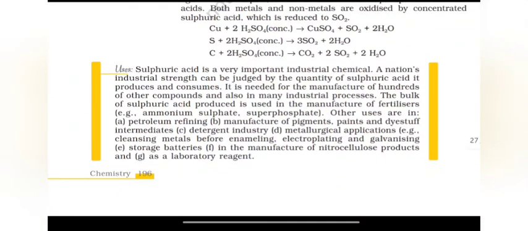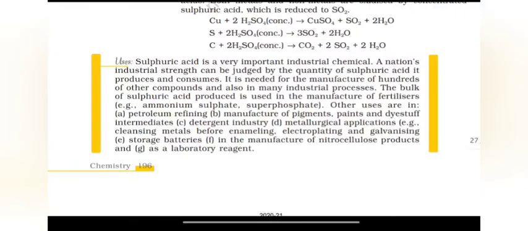Sulfuric acid is a very important industrial chemical. A nation's industrial strength can be judged by the quantity of sulfuric acid it produces and consumes. It is needed for the manufacture of hundreds of other compounds and also in many industrial processes. The bulk of sulfuric acid produced is used in the manufacture of fertilizers. Other uses are in petroleum refining, manufacture of pigments, paints and dye stuff intermediates, detergent industry, metallurgical applications, cleansing metals before enameling, electroplating and galvanizing, storage batteries, in the manufacture of nitrocellulose products, and as a laboratory agent.